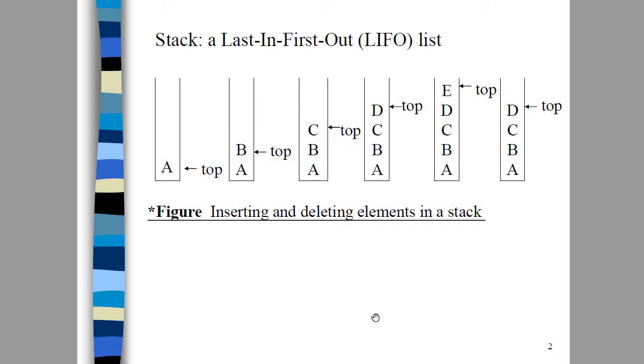The elements which are stored first in the stack will be removed last. So here, if you see, first A is stored. After that B is stored. After storing B, C also we have pushed onto the stack. Then D we have pushed onto the stack. Then E we have pushed onto the stack. Using the top pointer, the elements will be pushed onto the stack.